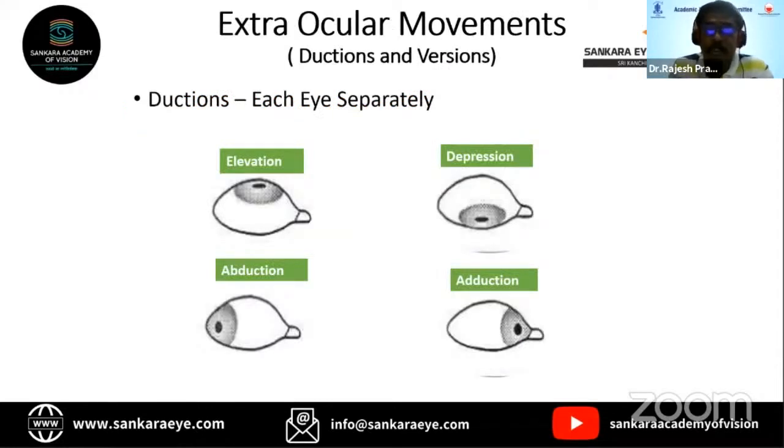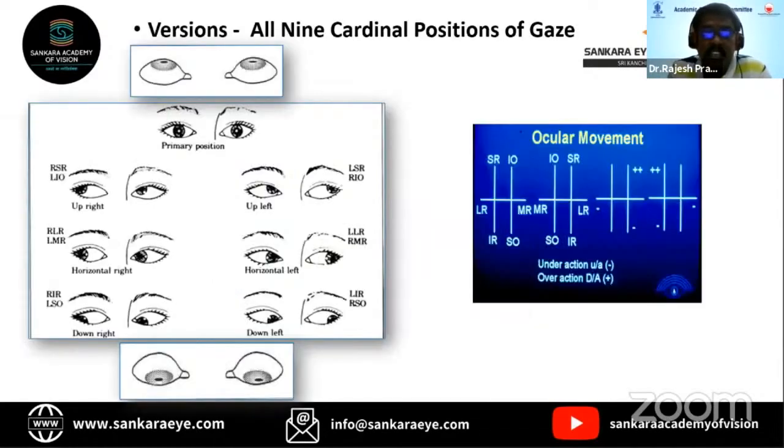Extraocular movements is very important. We have to do separately ductions as well as versions. Duction is elevation, depression, adduction, and abduction. And we should have all 9 cardinal positions of gaze version movements to know which muscle is affected, which muscle is overacting. All these things should be noted down in the case sheets.